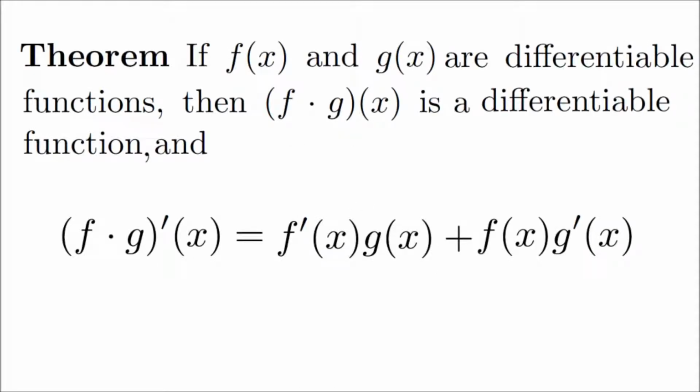In this video, we'll introduce, show a few examples of, and work through the proof of the product rule for derivatives. The product rule states that if f of x and g of x are differentiable functions, then the function f times g of x, which is just another notation meaning f of x times g of x, is a differentiable function, and the derivative of f times g of x is equal to the derivative of f of x times g of x plus f of x times the derivative of g of x.